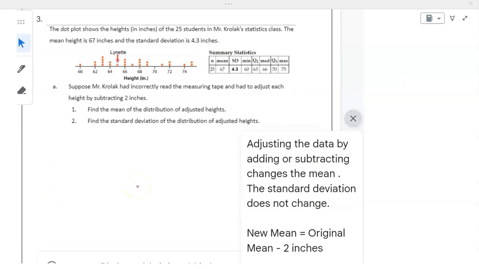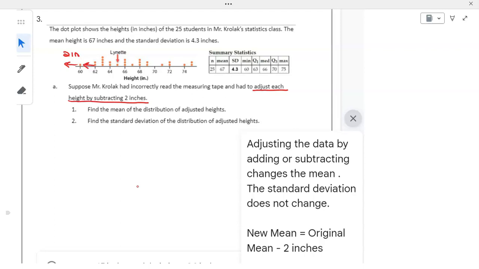All right, so when I measured these heights, I made a mistake and I found out that I had to adjust each dot up here by 2 inches. So each one of these dots is going to end up moving 2 inches to the left. All right, what would be the new mean and what would be the new standard deviation?